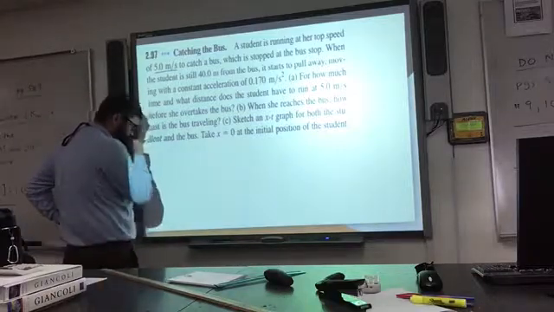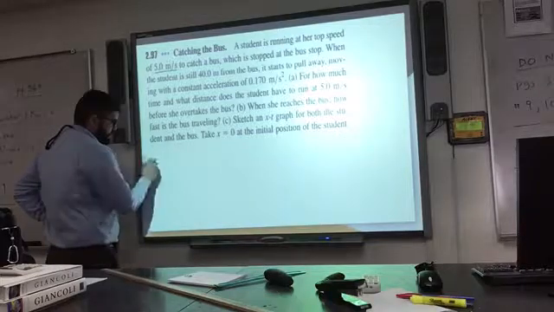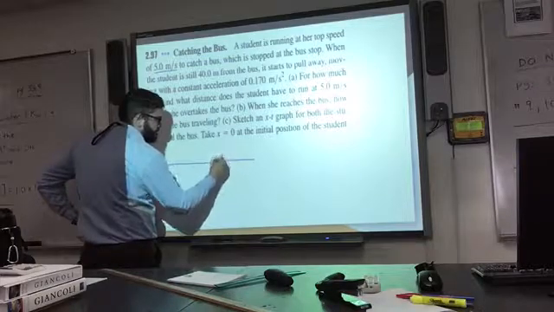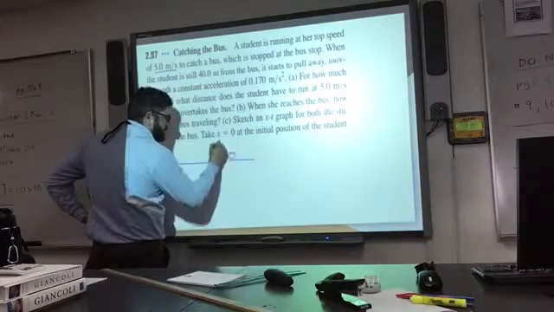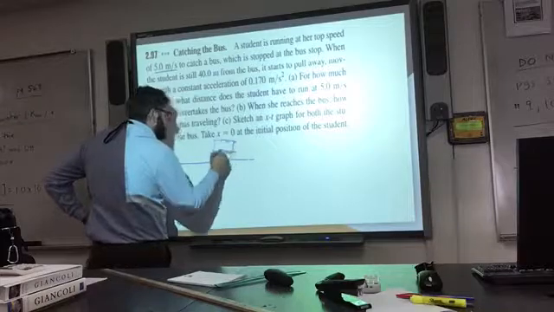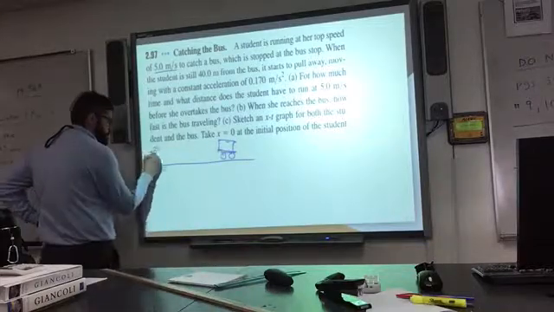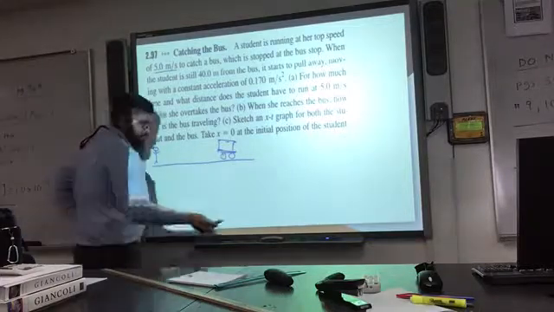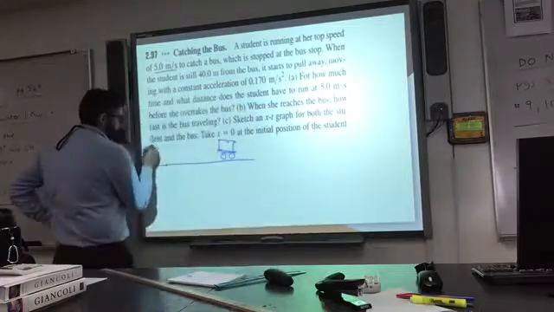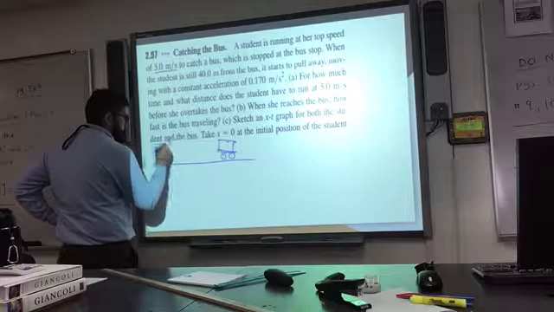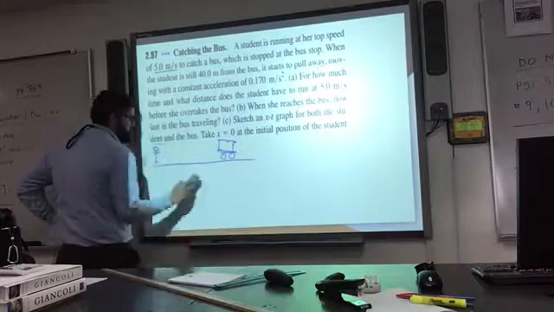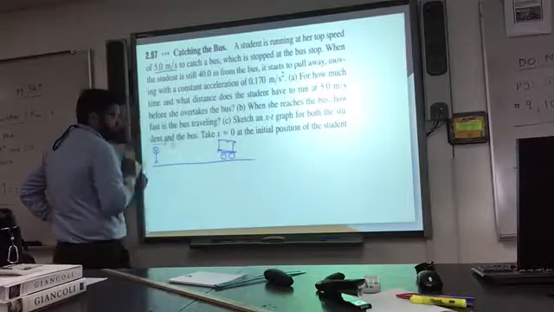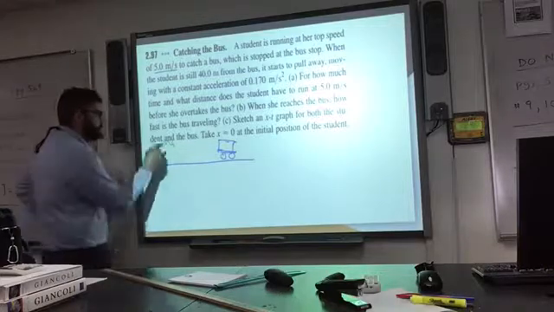How about a very small bus, and the student, and a terrible arrow. I'll call that velocity S, so velocity of student.